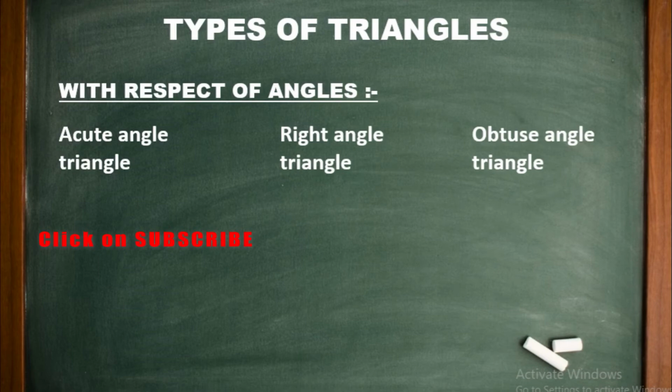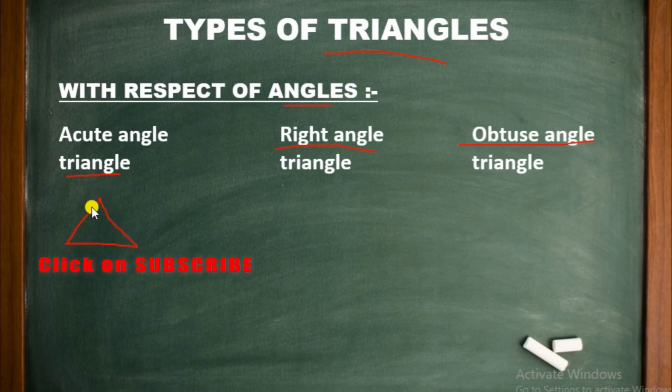Now, types of triangle on the basis of angle. There are three types of triangle: acute angle triangle, right angle triangle, and obtuse angle triangle on the basis of angles. If I see the first one, if I draw one triangle here, for example, this is a triangle I am drawing.